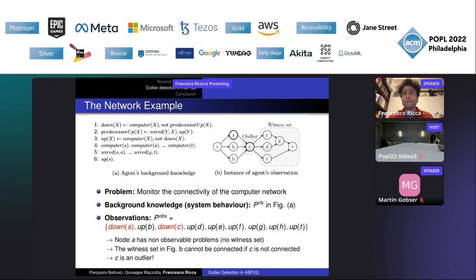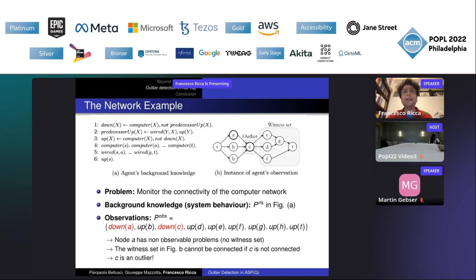On the other hand, without the presence of C being down, we would never know that this witness set is up. So actually, the witness set in figure B cannot be connected if C is not connected. So not only do we know that C is down, the fact that C is down doesn't agree with the fact that all the remaining computers below C in the network are up. This is not expected with respect to background knowledge, so C is an outlier.